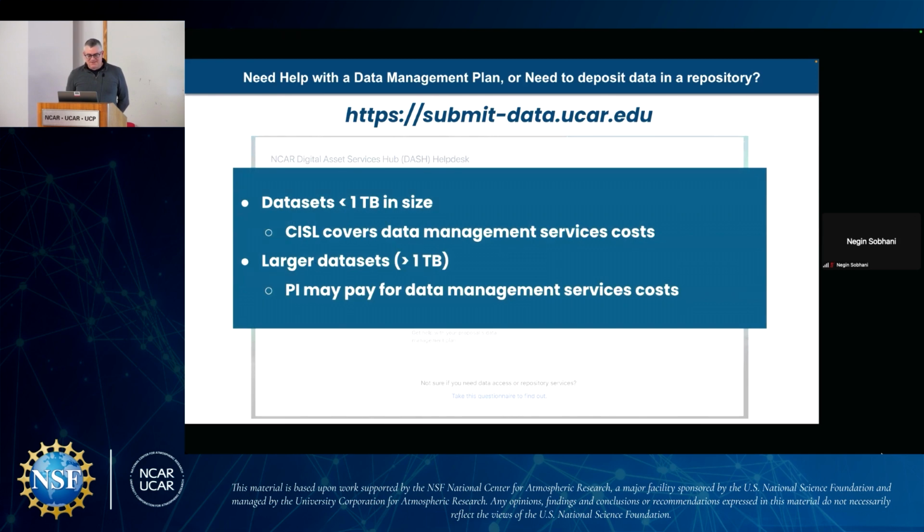Historically, for data sets that are less than 1 terabyte in size, CISL has covered the data management services cost, and for larger data sets, PIs or labs might have to cover the cost. We're looking at bumping this up to 10 terabytes right now, so this has been a historical number.